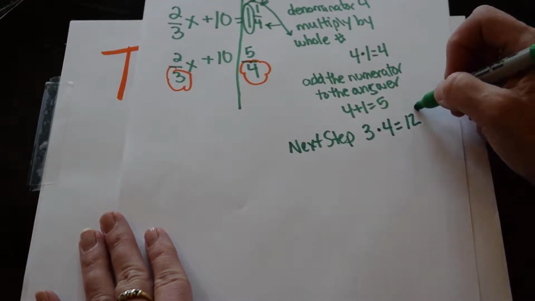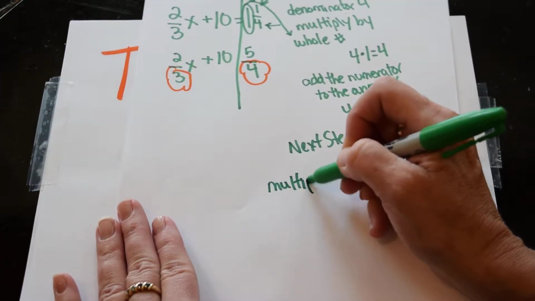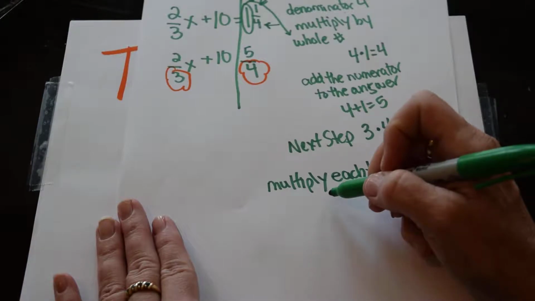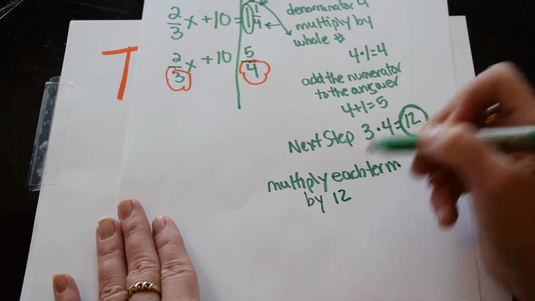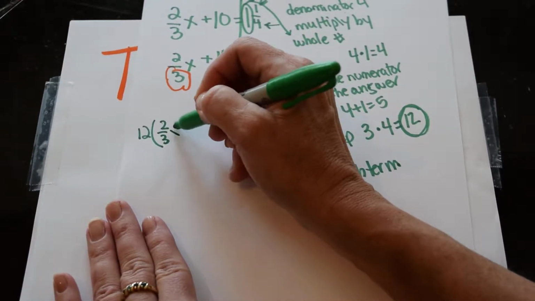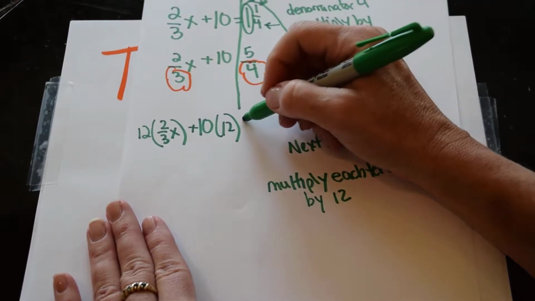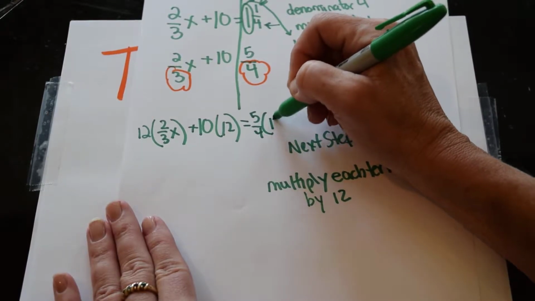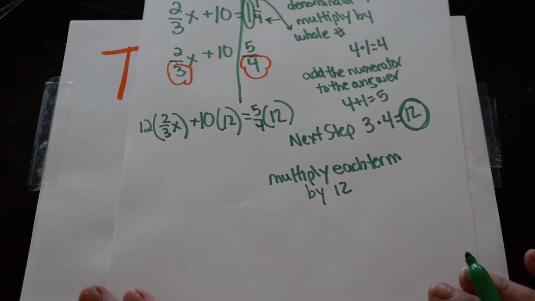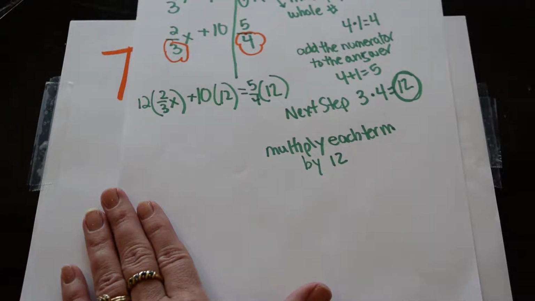Now that I've done that, I've got this magic number 12. We're going to multiply each term by it. So each and every term, we're going to multiply by that new number. That one we got by taking these two. So we're going to do 12 times 2/3 x plus 10 times 12 again is equal to 5/4 times 12. I'm running into my writing. Now, we learned how to use fractions in our calculator, so use your calculator. If you're at home, though, you can still do it. You can put 2 divided by 3 times 12, and it'll still give you the answer.